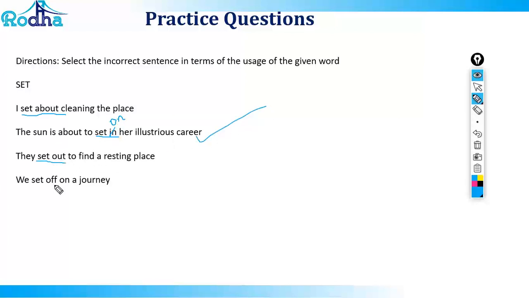Set out again means to start or embark on a journey. They set off on a journey. Set off also means to trigger or to start or to embark. So set about, set out, and set off all are correct usage. Basically, this word set is a verb, and these words like about, in, on, out, of, all these are prepositions. So these combinations of verb plus prepositions are called phrasal verbs.